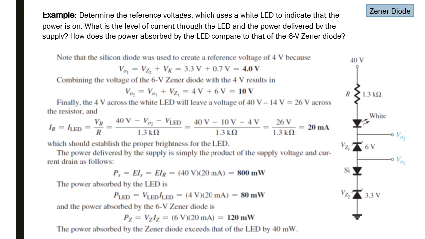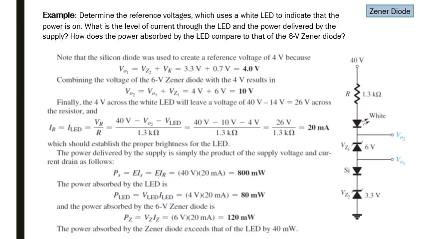The statement says: determine the reference voltages, that is V01 and V02, which uses a white LED to indicate that the power is on. What is the level of current through the LED? We should find the current through this series circuit and the power delivered by the supply voltage. And how does the power absorbed by the LED compare to the 6 volt Zener diode?